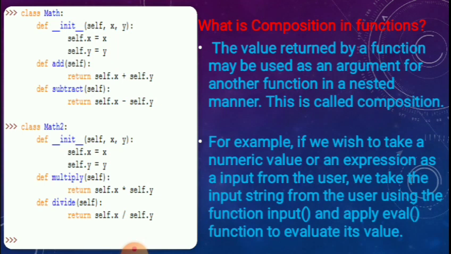Next, we are going to see composition in functions. What is composition in functions? The value returned by a function may be used as an argument for another function in a nested manner. This is called composition. Okay, now what does it mean? In composition, the result value may be a parameter or input to another function. This is called composition.